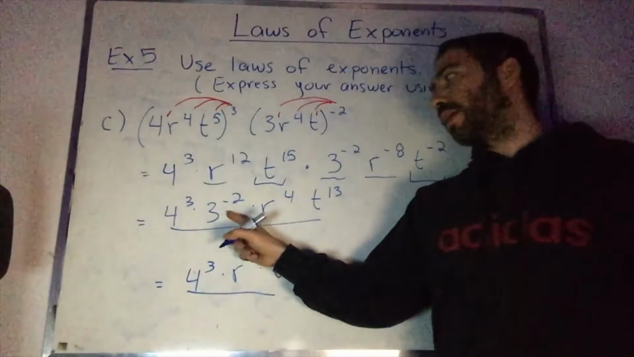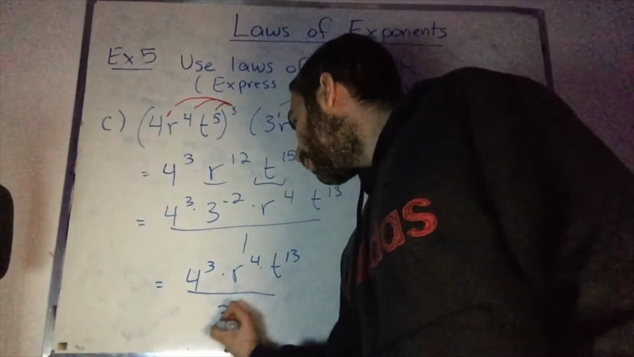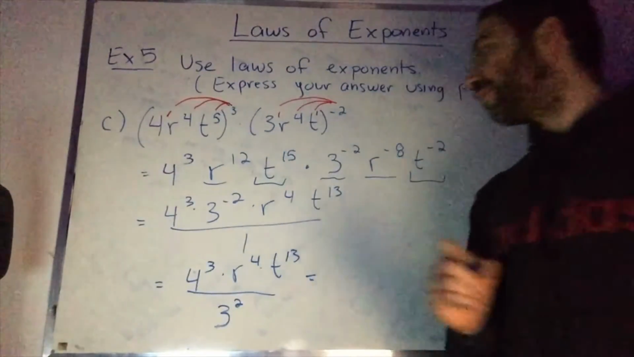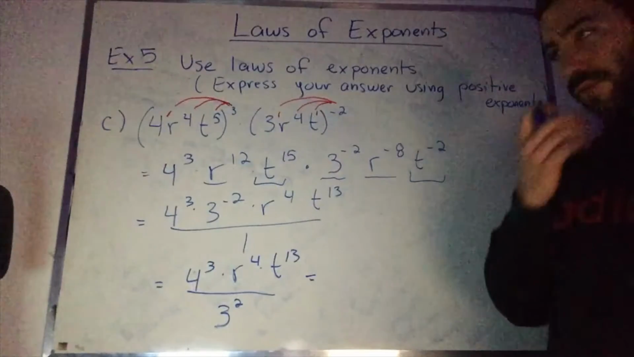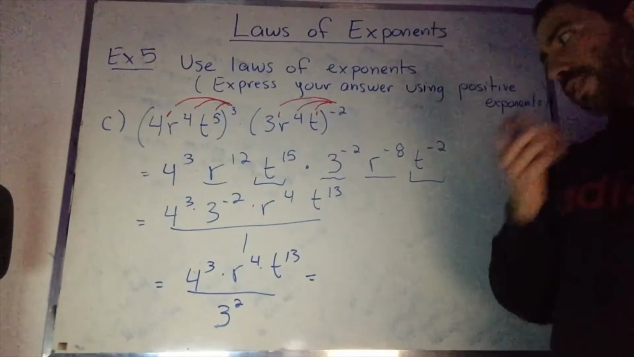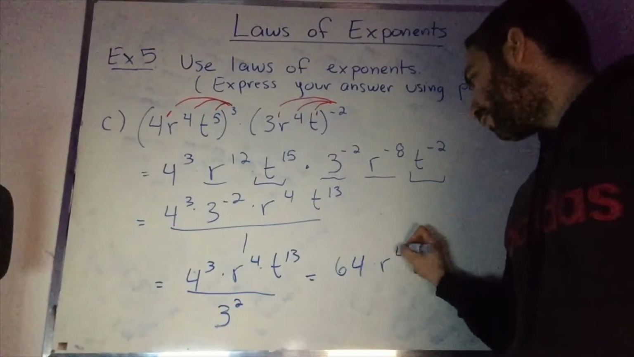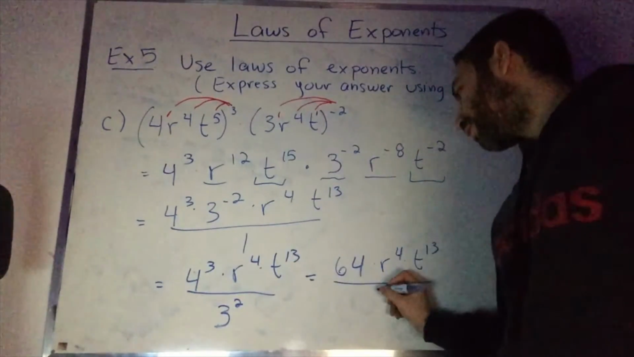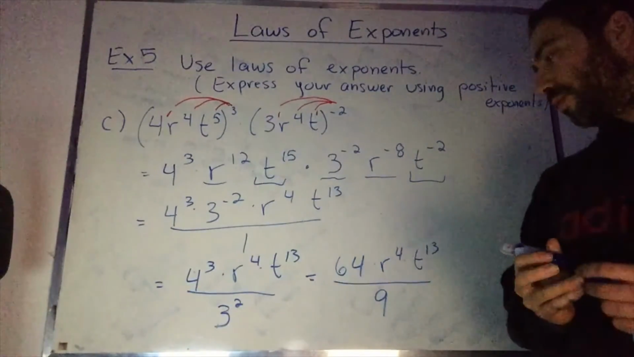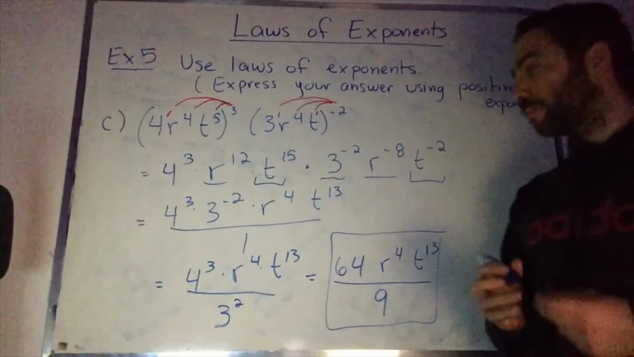And since the 3 has a negative exponent, it's upstairs, so we bring it down. So we get 3 to the positive 2. Okay. And lastly, we simplify the numbers. 4 to the 3 is 4 times 4, 16 times 4 is 64. Times r to the 4 times t to the 13 over 3 squared, which is 9. Can we simplify? I think that's the furthest we could go, so this is our final answer.